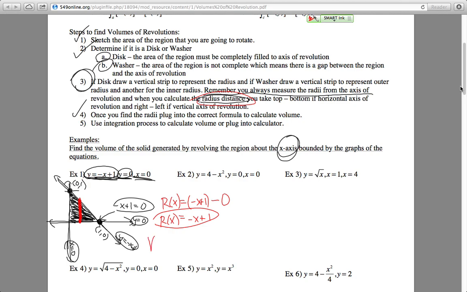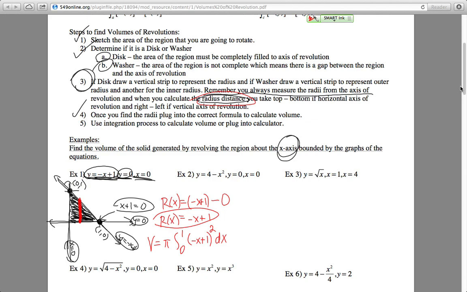We only got one disk, so it's going to be the volume. What do you put out front? Pi. Times a definite integral from what? 0 to 1. It's along the x-axis because we're revolving it around the x-axis. So it's going to be from 0 to 1 of what? Negative x plus 1 squared. Now the biggest thing that people forget to do here is square it. And then don't forget your dx. There's your formula. That's your setup. You get all kinds of points for that.